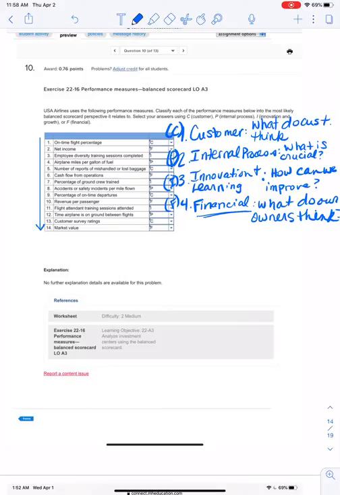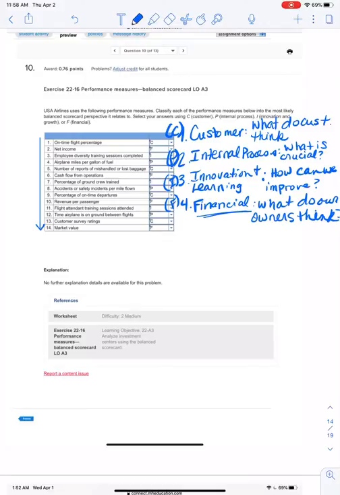Accidents or safety incidents per mile flown. That's going to be pretty crucial, I would say, to the operation of an airline company, because if my planes are consistently falling out of the sky and crashing or having some other technical malfunction, then I'm not going to make it very long as an airline.